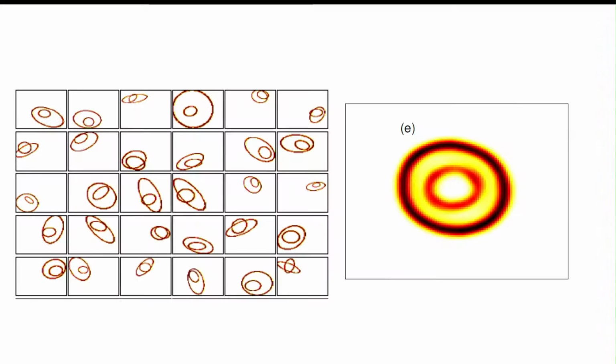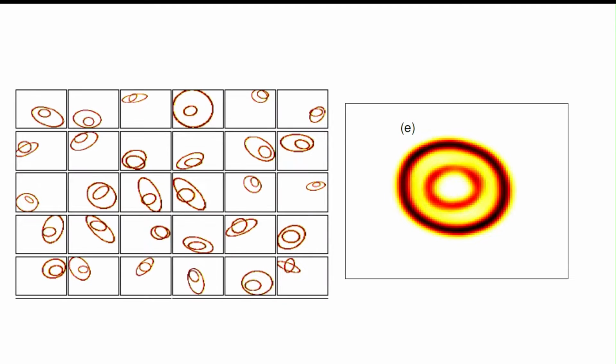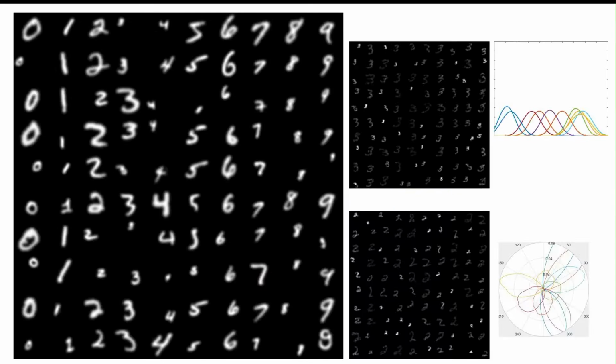And of course, you can have all these other examples. For example, here you have two not concentric ellipsoids. If you compute the optimal transport average of all these images, you get these nice two concentric circles, which makes sense, right? So we're preserving the geometric structure of the data.